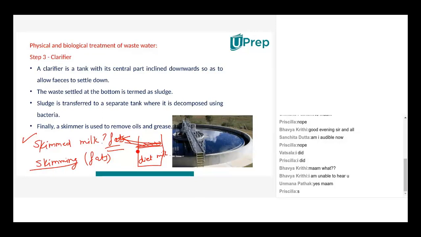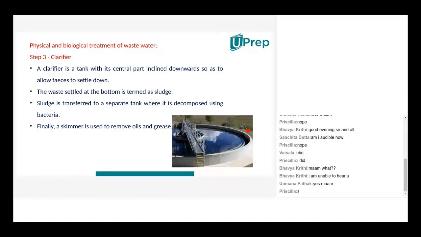Ma'am, can you tell the bacteria which is added? There are various types of bacteria that are added. These are bacteria which are actually beneficial for decomposing. It depends on the kind of waste that they have, right? Let me just give you a few. There are certain aerobic bacteria, right, which break up these materials into smaller particles, right? There are certain aerobic bacteria.